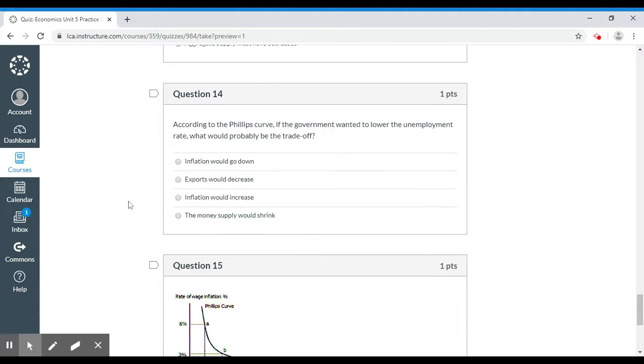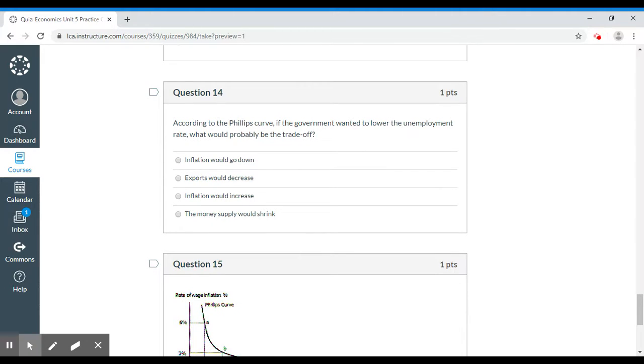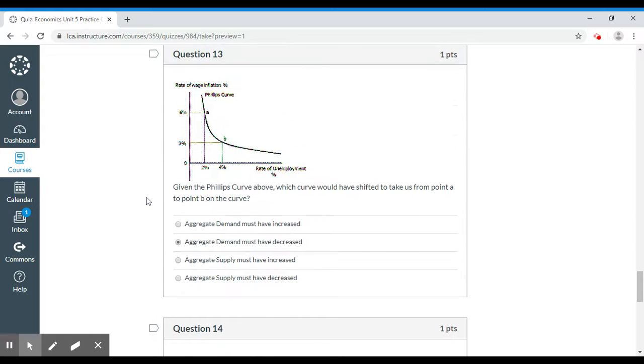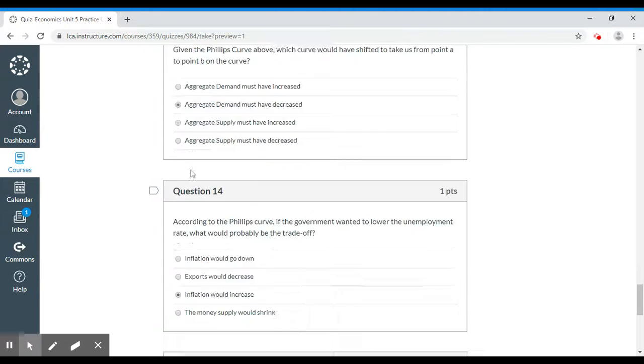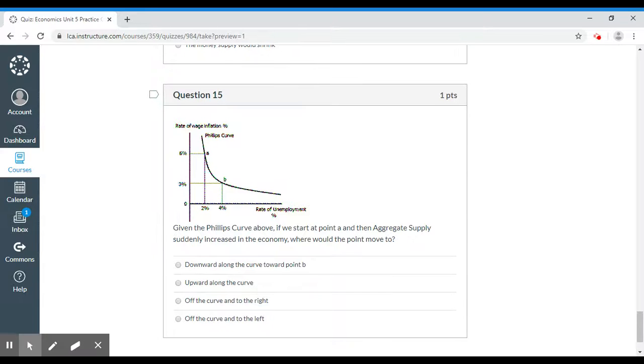All right, number 14, if the government wanted to lower unemployment, the trade-off would be, in other words, they're trying to get unemployment to go down. Of course, we know that typically there's an inverse relationship between inflation and unemployment. So if you make unemployment go down, inflation will probably go up. You can see that on the curve. Let's say you're at B and you want to make unemployment go from 4% to 2%. You can do that, but look what happens to inflation. It goes from 3% to 5% as you move from B to A. So that's the trade-off, if you want to call it that.